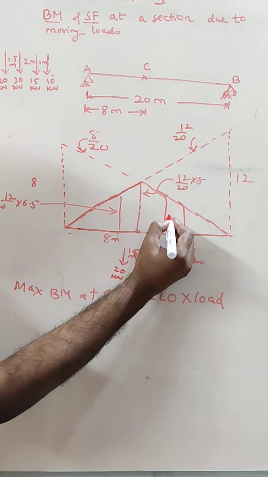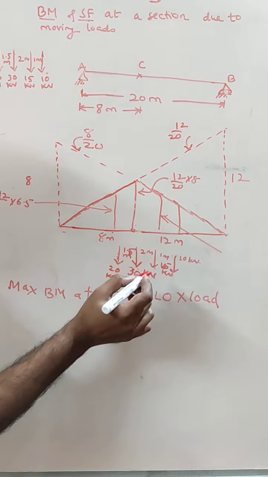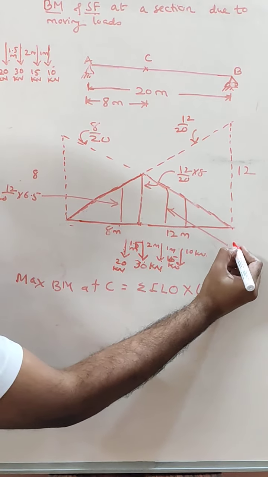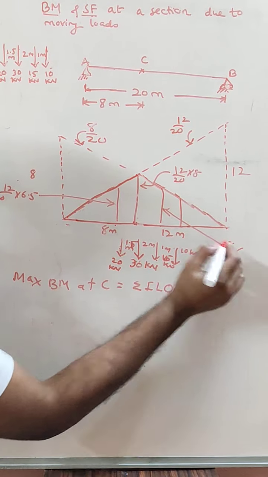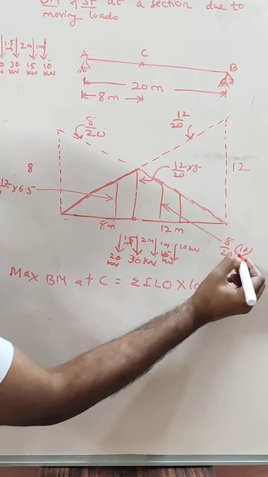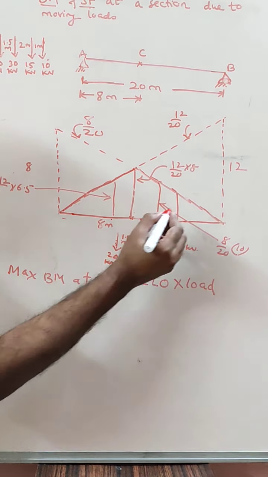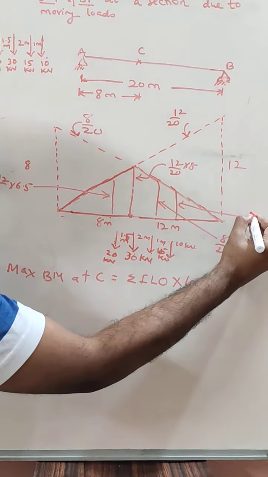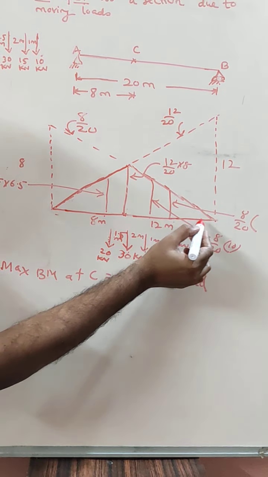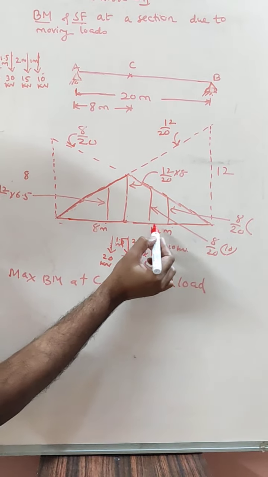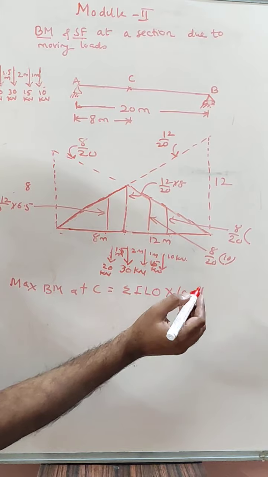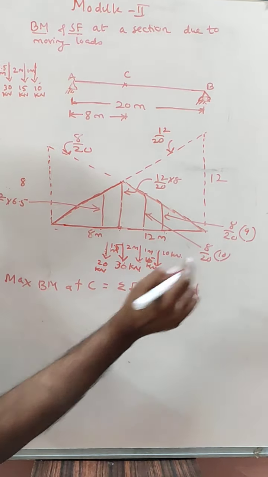Now what is this ordinate? This ordinate is equal to, you can see the slope is 8 by 20 into the distance. What is this distance? This is 12 meters. So 2 meters gone, 10. 8 by 20 into 10. So now what is this ordinate? The last one, 8 by 20 into the distance. What is this distance? This is 12 meters. So here 12 minus 3, it is 9. So these are the ordinates.